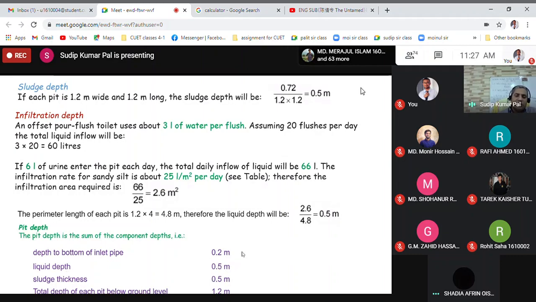And now about the soil seal value. We assume here 0.2. So forget about 0.2; if you give even 0.5, then it becomes 1.5 meter. So it's the total pit depth.